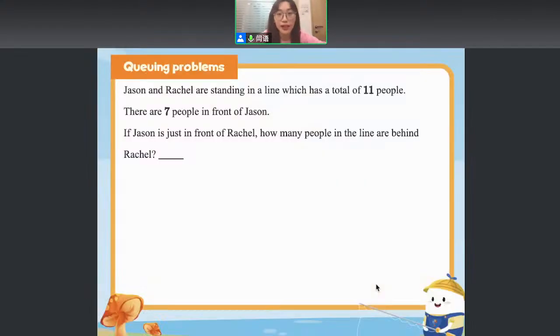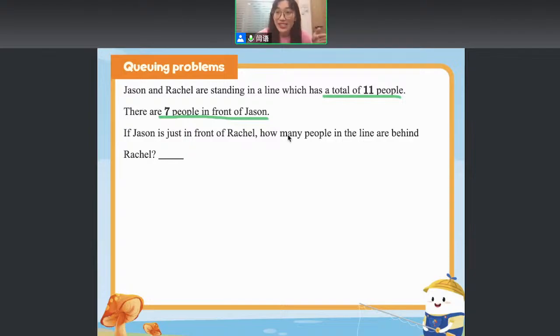Okay, next one. This is the second question in section C. Let's have a look. This is a queuing problem, and also here I want to share some tips with you. Okay, look. Jason and Rachel are standing in a line, which has a total of 11 people. Here, everyone, 11 people, that is the total. When you read the question, please try to underline the keywords, okay? A total of 11. And then, there are 7 people in front of Jason.